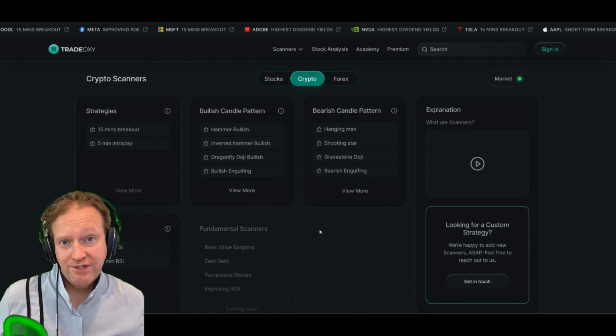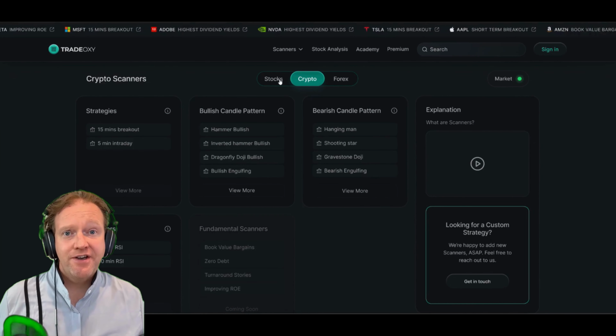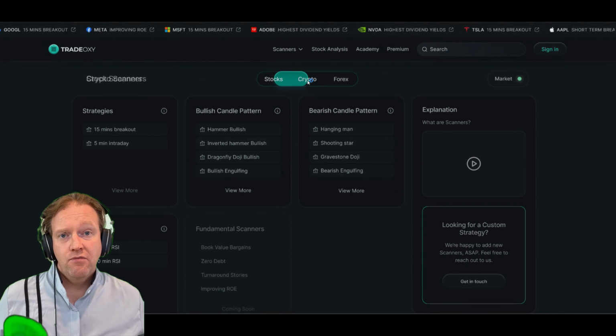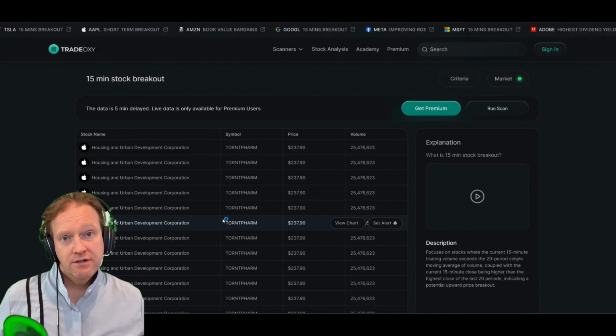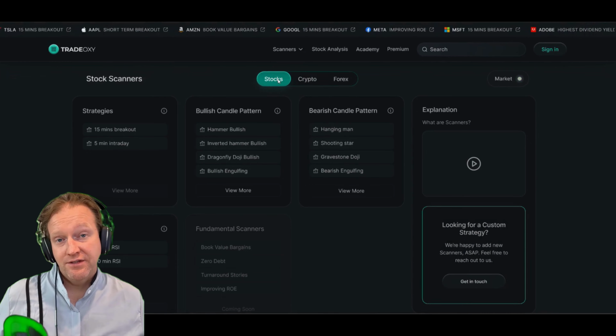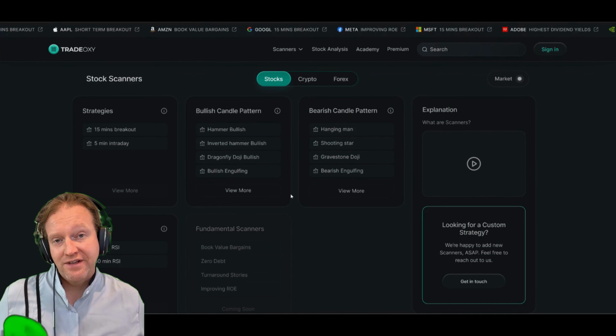What we've done with the TradeOxy platform is ensured that you're able to calculate this at scale across thousands and thousands of different assets. Whether you're interested in the US stock market, cryptocurrencies, or the foreign exchange market, we can calculate this for you at scale, and it's really fast.